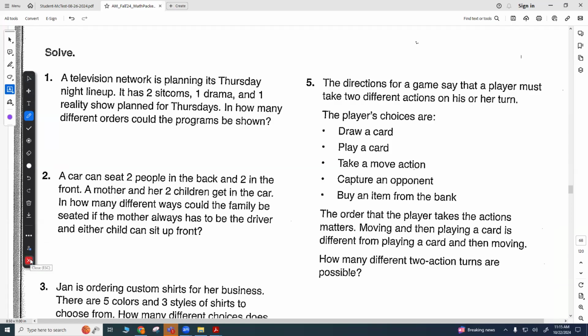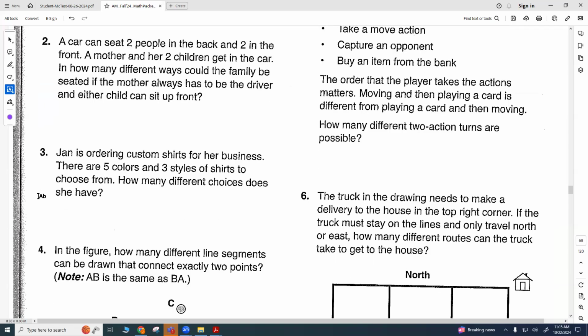Okay. Number 2, a car can seat 2 people in the back and 2 in the front. A mother and her 2 children get in the car, and how many different ways could the family be seated if the mother always has to be the driver and either child can sit up front?